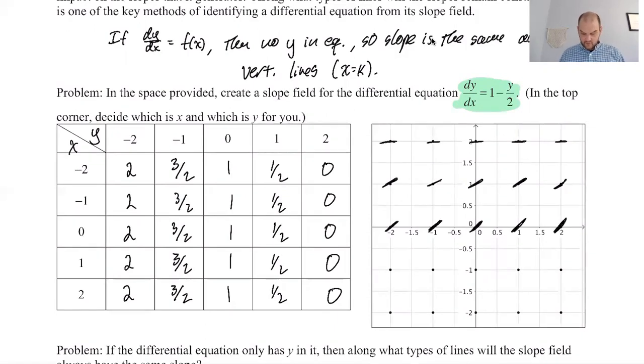And then we're going to get 3 halves. So it's like, I need to go up 3 and over 2. So I'm aiming for (0, 2) again. And then once I have one of them, I'm just going to try to maintain parallelism.